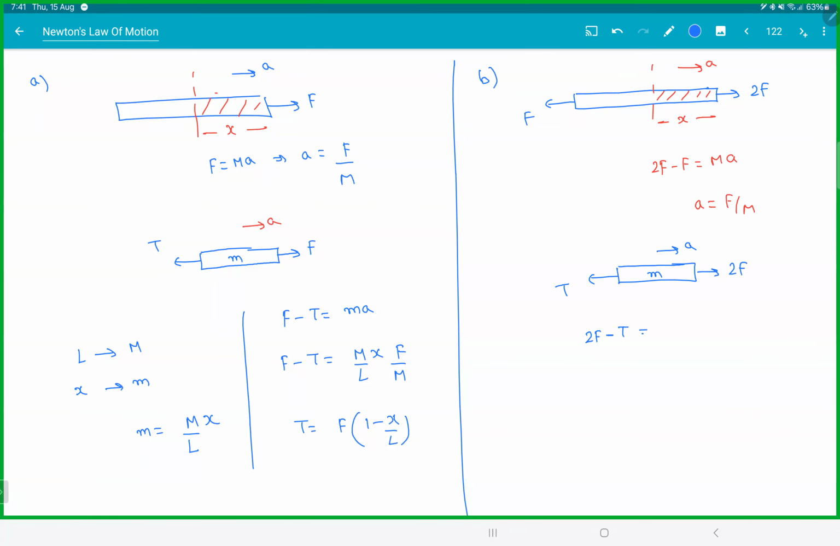Just because the net force is same doesn't mean tension is same. This is m into a. 2F minus T, this is M by L x, and acceleration is F by M. This will be F into 2 minus x by L. Check. That is your tension as function of x. Clear, everyone?